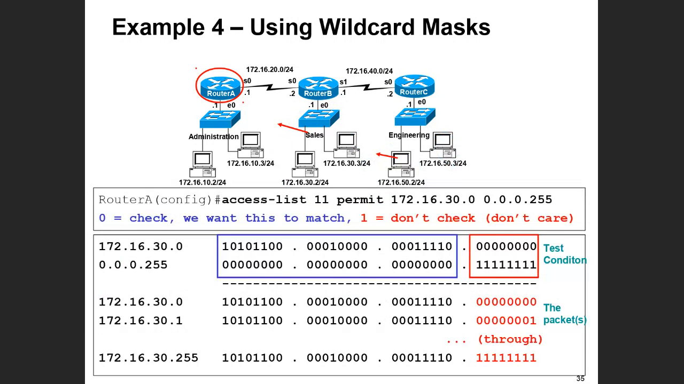So in this case, the sales department, everybody is allowed. So we just check their network prefix. Everybody in the sales department is 172.16.30.something. So all we check for is the 172.16.30. We don't check the last octet. You can be any value in that sales department network, and you will be allowed to get out.